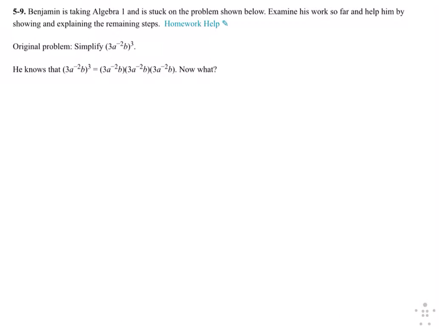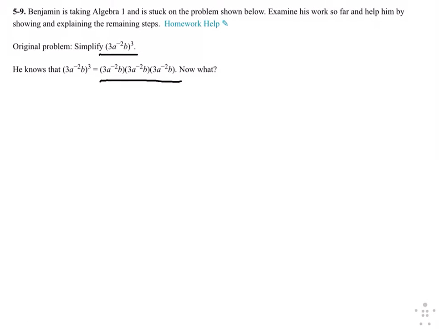Okay, so this person, Benjamin, was trying to simplify this, and instead of using the power to power rule, he wrote it out as this times itself 3 times, right? So here's what he ended up with. So if we were going to carry on in this way, we would first multiply the coefficients together.